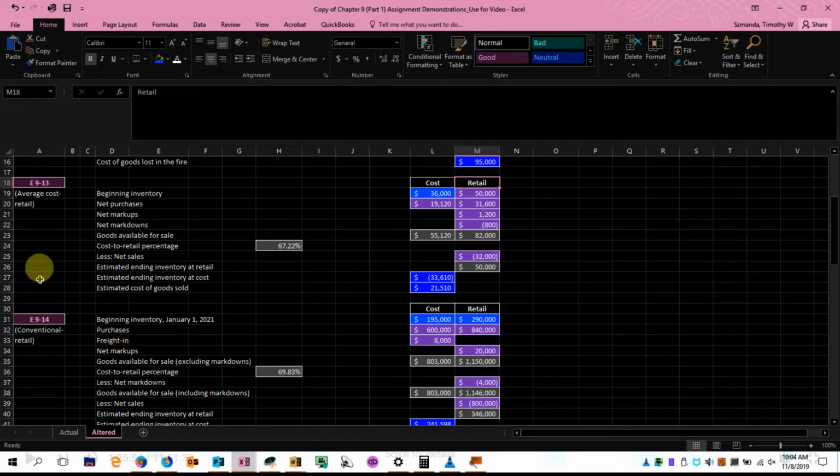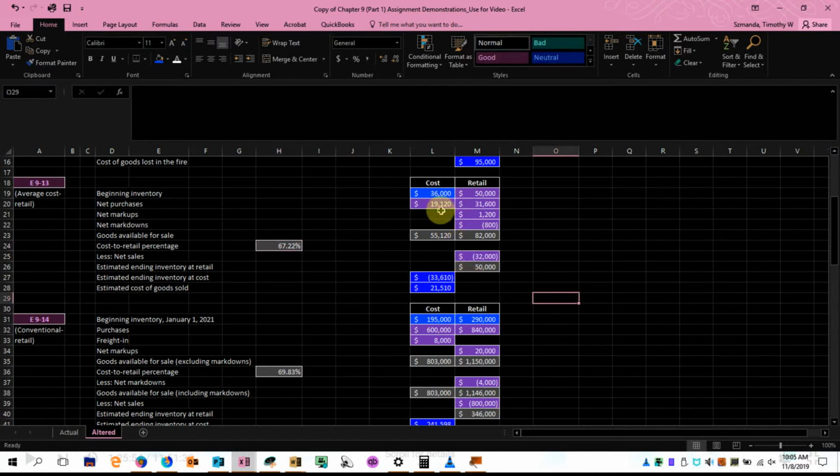And there I'll talk a little bit about the differences between these two. All right, so in the first case, this is the average cost retail method. So the way to do this is just to lay the data side by side. We have the cost data and we have the retail data. We want to calculate the cost to retail percentage so that we can apply it later to determine our cost of inventory and our cost of goods sold.